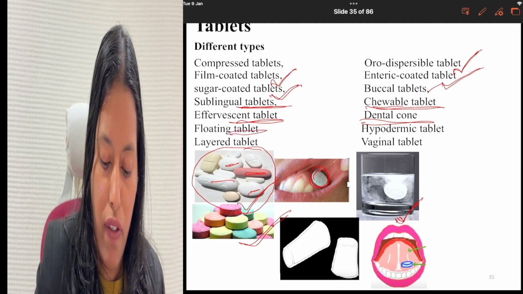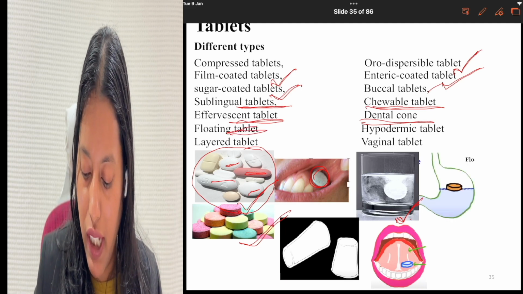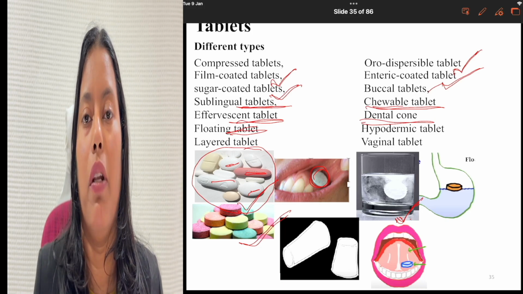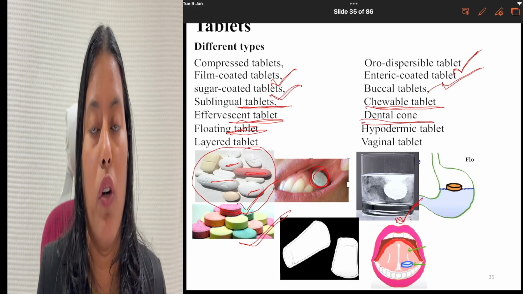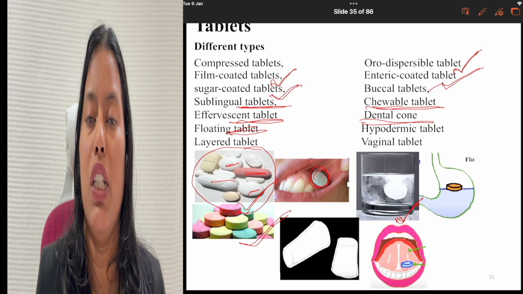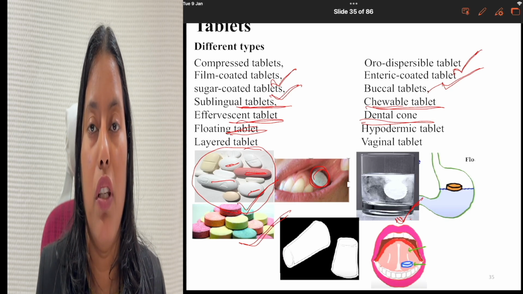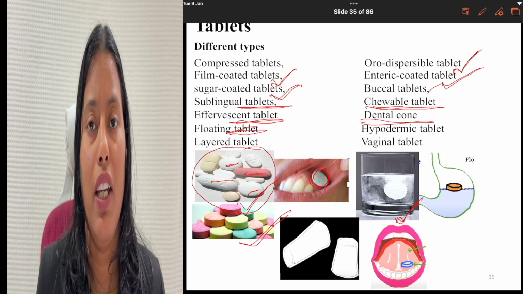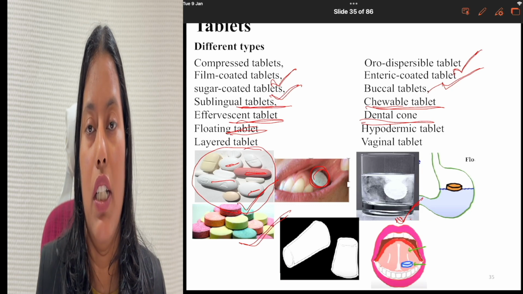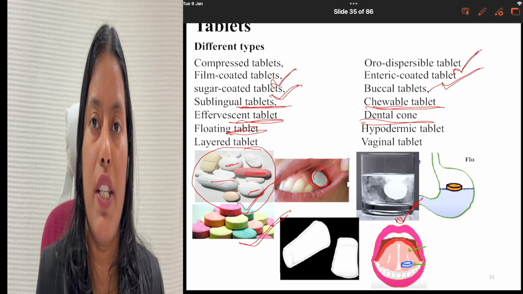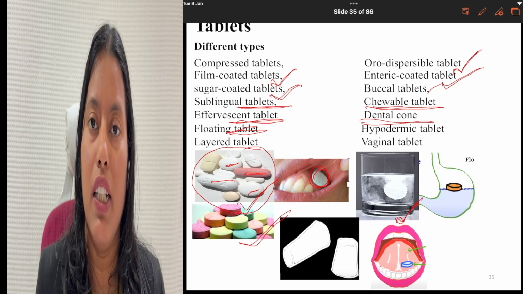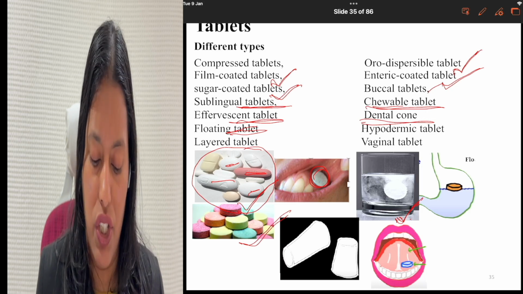Next you have is the floating tablet, and you can have a look at this floating tablet. When you want the localized action of the drug in the stomach, then you design it as a floating tablet. So the tablet is retained in the stomach, it is not forwarded toward the intestine region, and the drug is released into the stomach region.